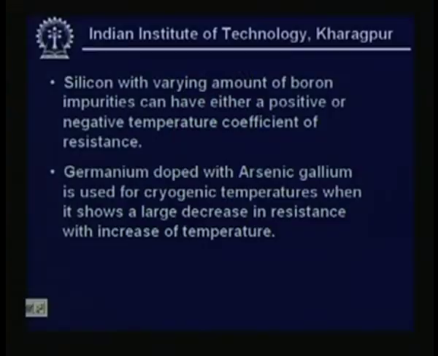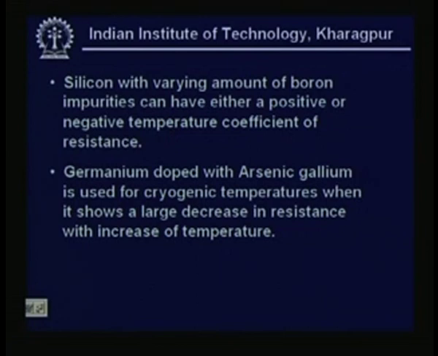Now, germanium doped with arsenic gallium is used for cryogenic temperature, where it shows a large decrease in resistance with increase of temperature, because cryogenic instrumentation is very important, especially the measurement of temperature of liquid helium and all those things. Many times it is necessary to measure superconducting circuitry and all these things, so you have to measure the temperature. So, cryogenic temperature measurement is another challenge. In that type of situation I can apply the thermistors, and it is germanium doped with arsenic gallium, used for cryogenic temperature, where it shows a large decrease in resistance with the increase of temperature.